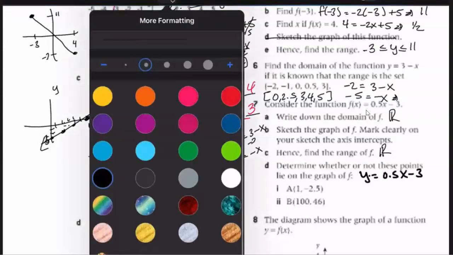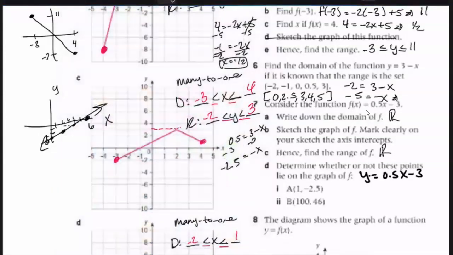And then I'm going to use the same function. I'm just going to plug in for these values. So my y is -2.5. My x is 1. So all I did for part I is take the 1 and put it in for x, the -2.5, put it for y, see if it gives me a true statement. So 0.5 times 1 is 0.5. 0.5 minus 3 is -2.5. So this one is yes. It does lie on the graph because it gives me a true statement.